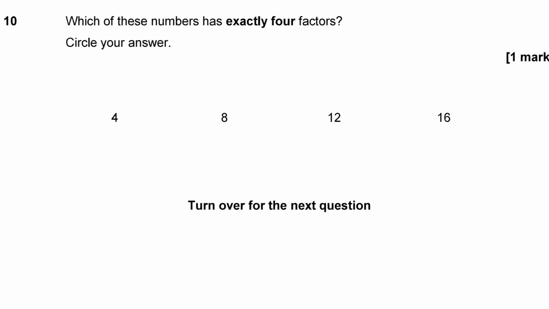Question 10. Which of these numbers has exactly 4 factors? Circle your answer. Okay, so I suppose what we need to do is work out all the factors and count them then, don't we? Now I tend to do factors in pairs, so that way it's easier not to miss any. So if I take the number 4, 1 and 4 are my starting ones, then I've got 2, well 2 times 2 is 4, so I've got a total of 3 factors there, haven't I?